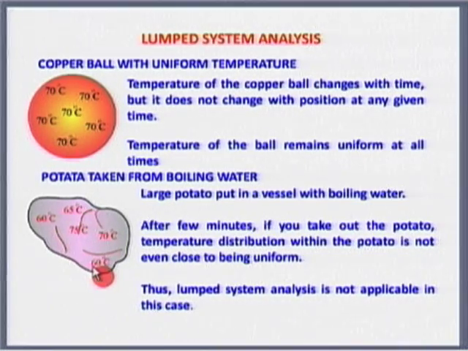Why? Because the thermal conductivity of potato is not very high. Potato is made of water only, so the thermal conductivity of potato will be that of water. What is the thermal conductivity of water? 0.6. But copper is 400. So, that is why the temperature in a copper ball you can expect to be more uniform, as opposed to the temperature distribution in a potato taken out from a cooker after boiling. That is the understanding we get by lumped system analysis.